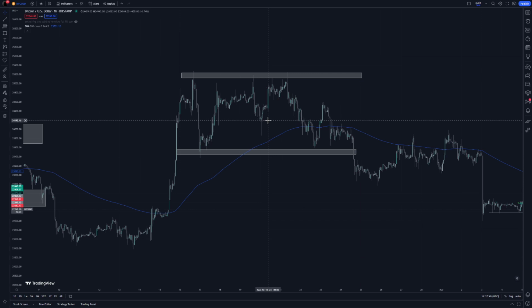Now, again, that's just one example. You got to find your own strategy. You got to find your own techniques, see what works for you, what doesn't. I personally trade smart money. So I'm here to teach you pretty much everything that I know.